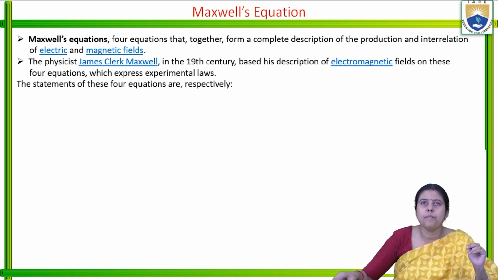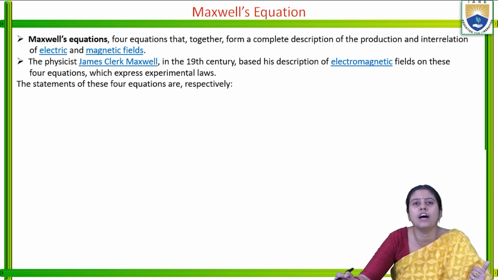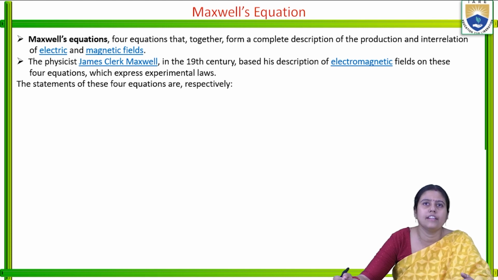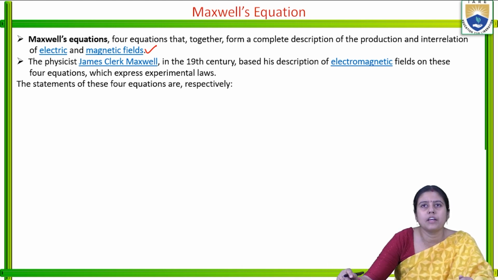Now we will start with Maxwell's equations. My last lecture ended with Maxwell's equations, and again we will revisit them. So what are Maxwell's equations? Maxwell's equations are four equations that together form a complete description of the production and interrelation of the electric and magnetic fields. The physicist James Clerk Maxwell in the 19th century, based on electromagnetic field rules, first gave the four equations which obey the experimental laws.